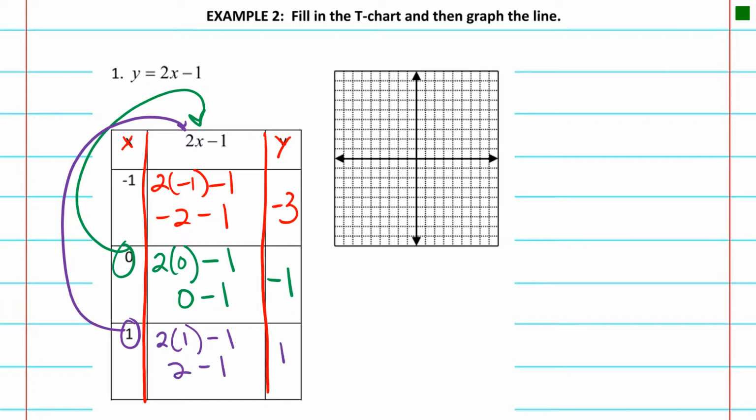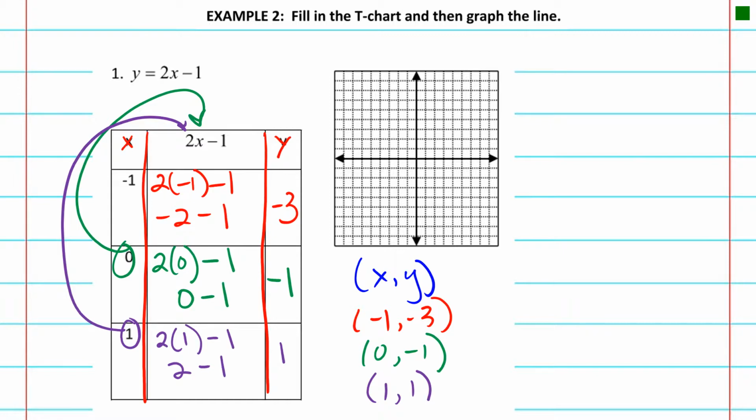Now, what I have, remember, x and y make an ordered pair. So I have 3 of them. I have negative 1, negative 3. I should probably write that in red. Then my green one is 0, comma, negative 1. And then my purple one is 1, comma, 1.